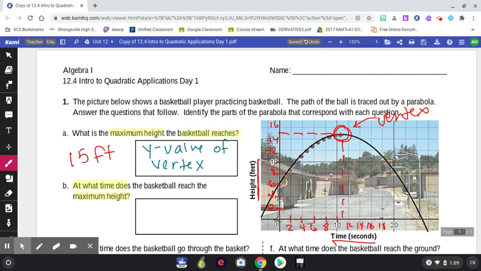And so as I trace my eye down to the x-axis, it looks like it took 11 seconds, that's the label on the x-axis, to reach that maximum height. And so time, since that's the x value, means I'm looking at the x value of the vertex because the vertex is related to that maximum height.